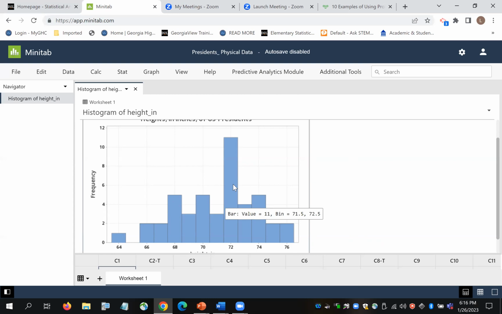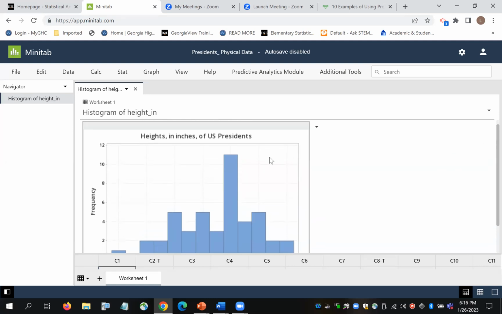Now, when I copy this over to Word or Excel or PowerPoint, I'm going to lose that interactivity. But you have to copy it. You have to create a histogram for Mini Project 1 for one of your quantitative variables in the assigned data set.